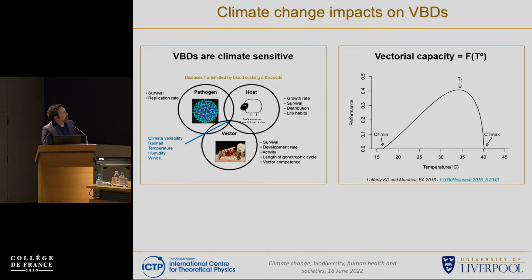Trying to make it simple. So to make it very simple, because it can be more complicated, we can sometimes summarize the potential of an insect to transmit a disease by this variable that we call vectorial capacity in epidemiology, which depends on the temperature. So that's an example from Ken Lafferty and Mordecai back in 2016, I think. That shows you a typical curve for, I think, a tropical disease like malaria in the paper.